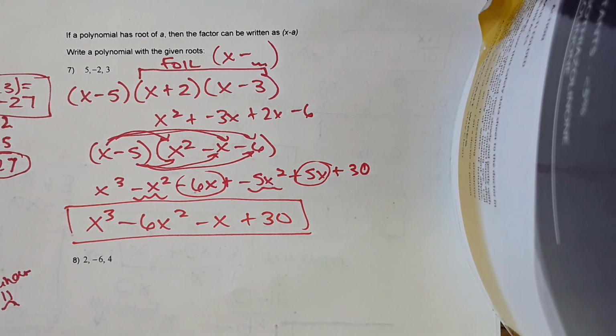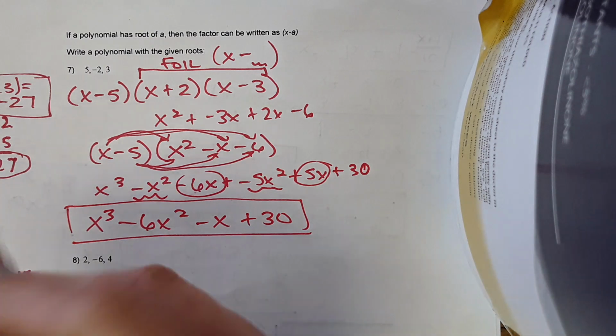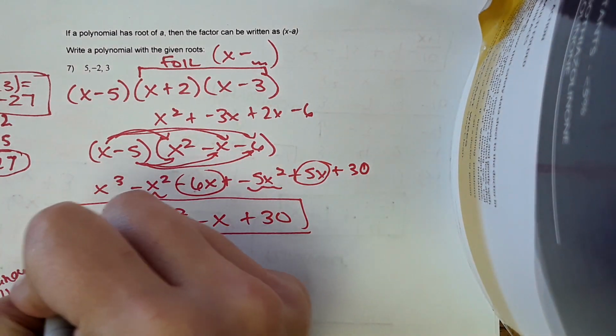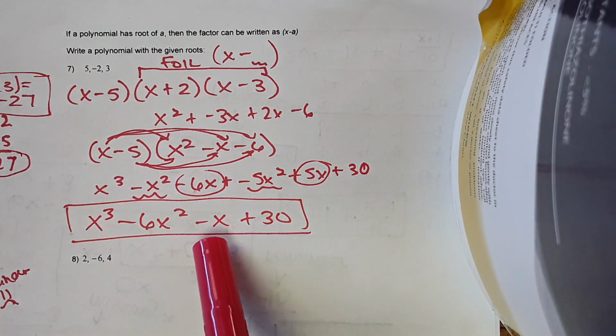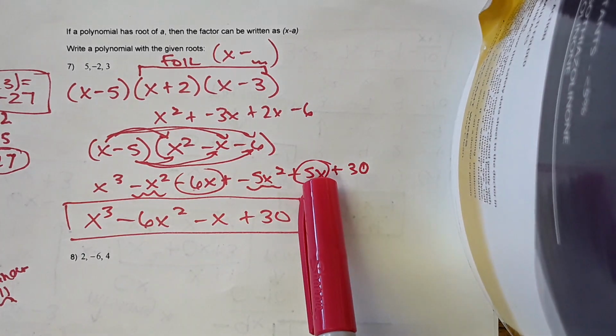I'm going to stop there. So we're not going to do 8. Where'd you get negative x? Negative x squared? Or this here. Oh, negative 6x plus 5x.